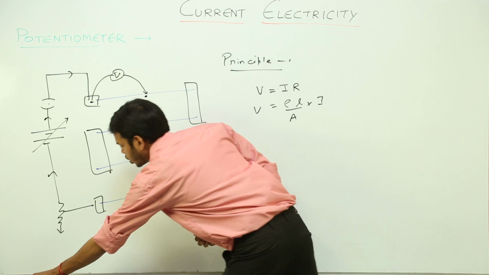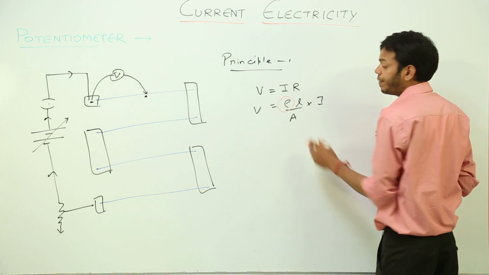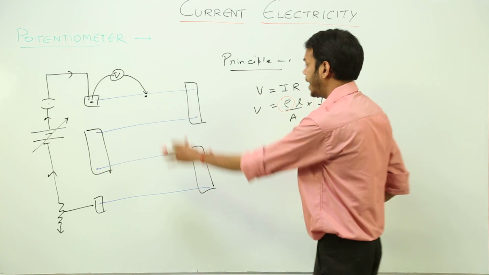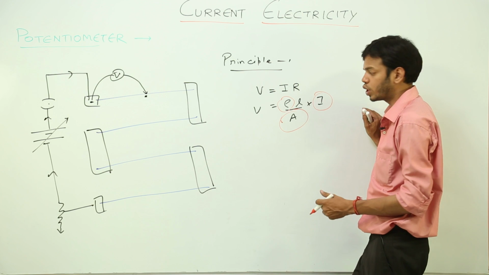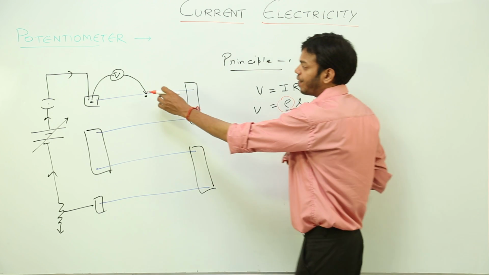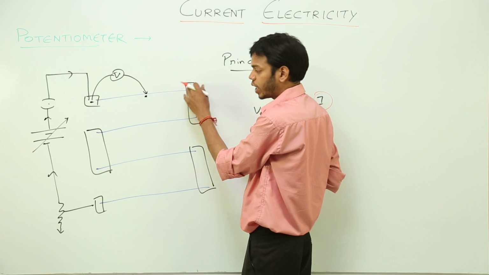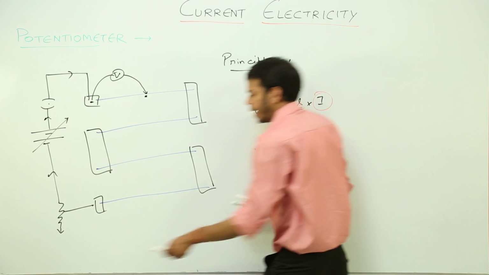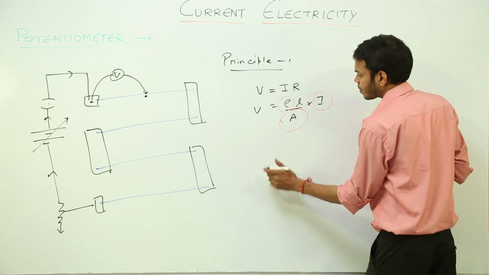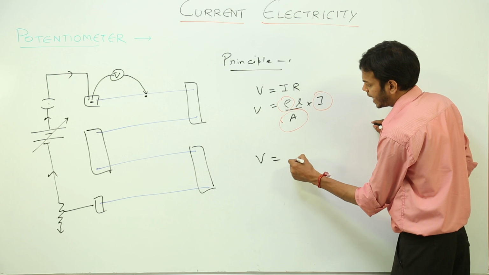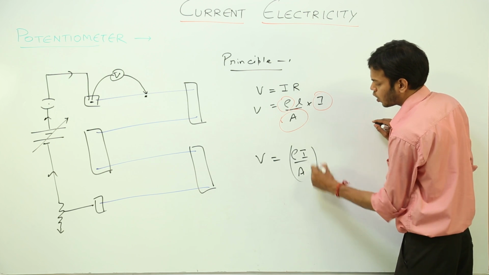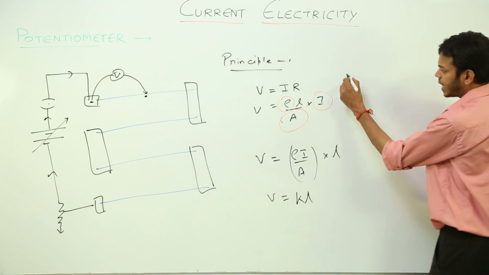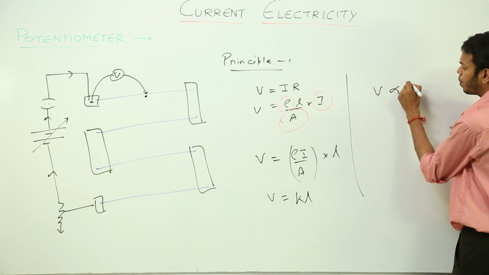Here, how many things are constant? Resistivity is a constant, current flowing is uniform and constant because we have fixed the value of voltage and the resistance. Area of cross section is also constant. What might be changing here? If I change the position of jockey, I will be getting different values of L, right? That means V is equal to a constant, that is rho into I upon A, times L, or you can write V is K times L. This gives you the expression that V is directly proportional to L.